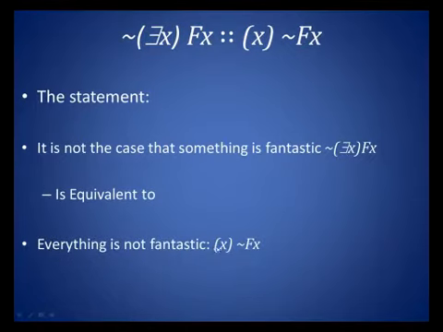There's not one single thing in the universe that is fantastic. Right? This says for all x, x is not fantastic. So for everything that exists, it is not fantastic. Whereas in this case, I'm saying there exists no such thing that is fantastic.